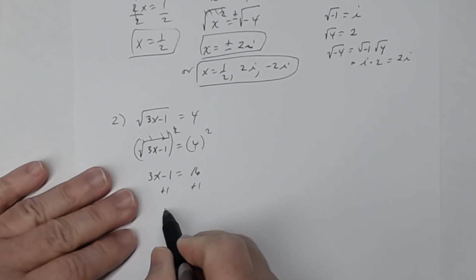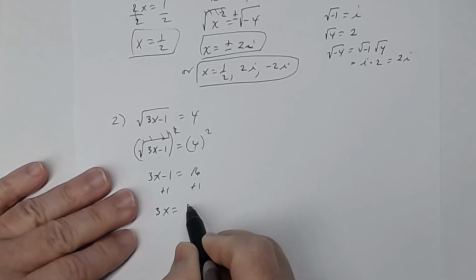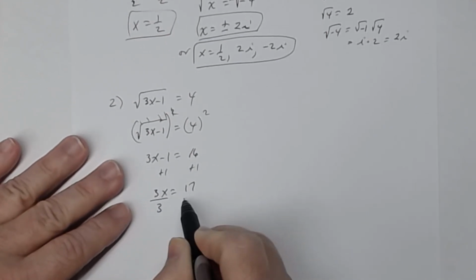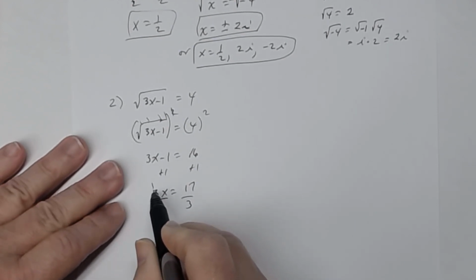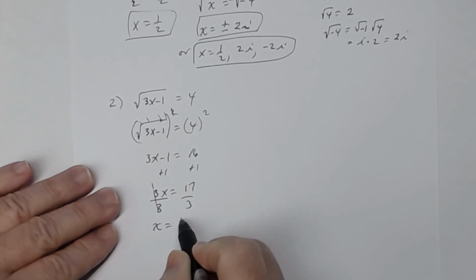I'm going to add 1 to both sides. So I get 3x equal 17. Then divide both sides by 3. And then simplify. 3 divided by 3 is 1. 1 times x is x. I get x to be 17/3.